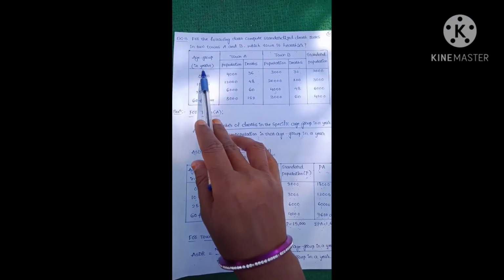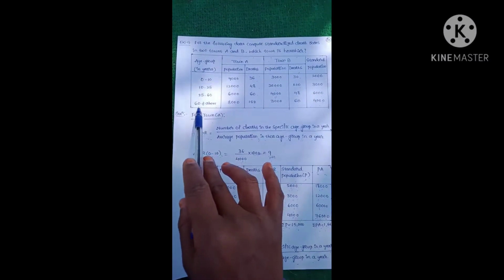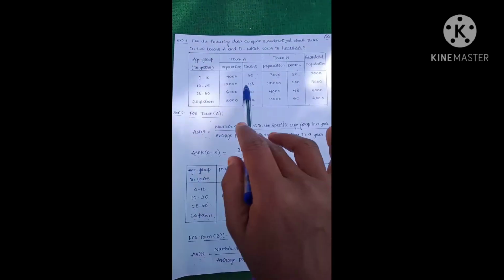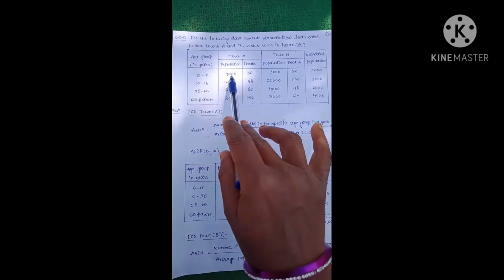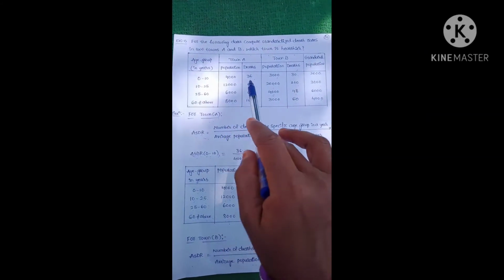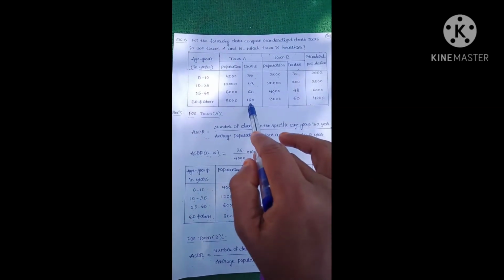What is the table here? Age group in years: 0 to 10, 10 to 25, 25 to 60, 60 and above. Next, the second column is town A. In town A, two columns are there, population and deaths. What is the population value here? 4,000, 12,000, 6,000, 8,000. Next, deaths values are 36, 48, 60, 152.